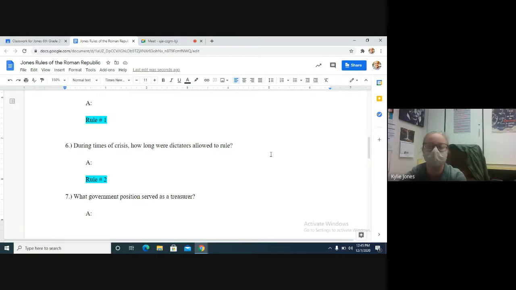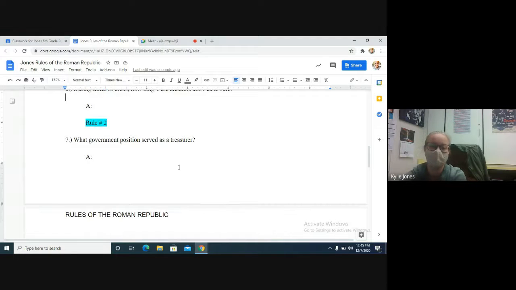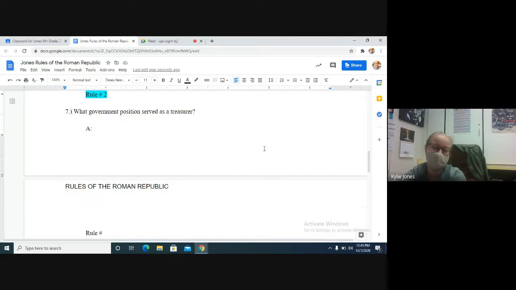If it did, hit the undo button. All right. Number 6 is rule number 2. What did you delete? Well, just retype it if you can. It is a document that you can type into. Okay. Number 7 says, what government position served as a treasurer? Did we talk about that? Not yet. Nope.